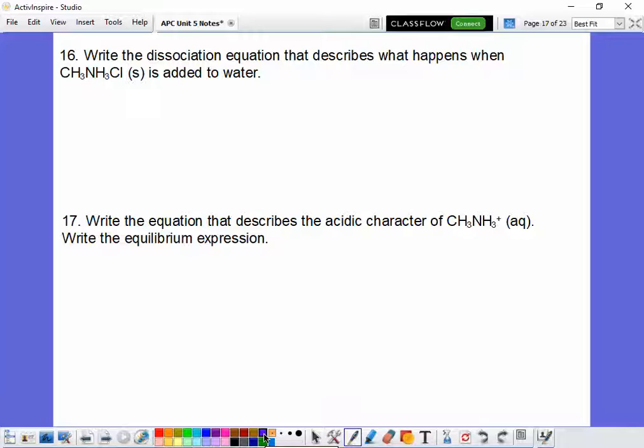We're going to write the dissociation equation that describes what happens when CH3NH3Cl is added to water. So this is just like the first part we did with problem 15. Okay? So CH3NH3Cl. We're just going to put that in water and dissociate. That's a salt, so it's just going to split up into its ions. So what are the ions that form in water?